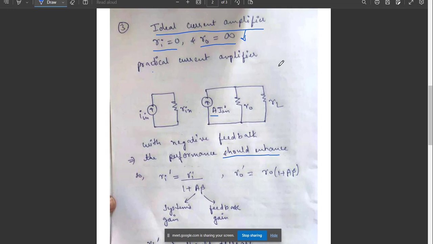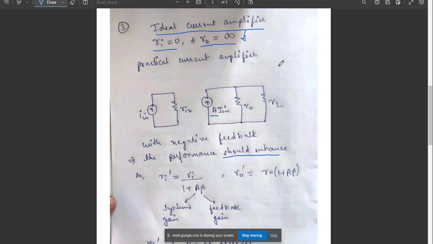Okay, all right. So I'm saying that if we are giving negative feedback to a system, we want it in such a way that the value of Ri decreases continuously and the value of Ro increases with negative feedback.